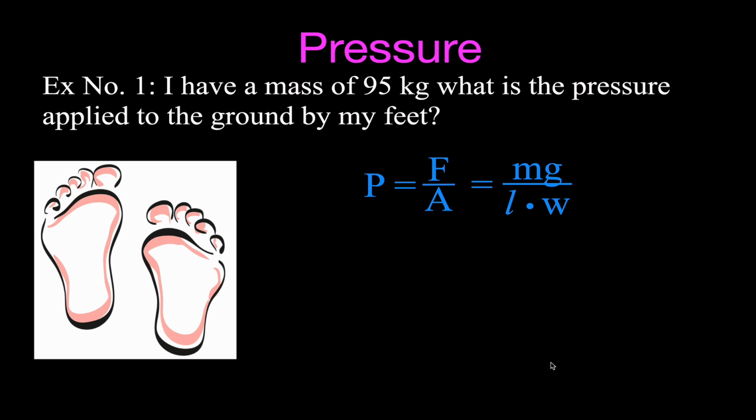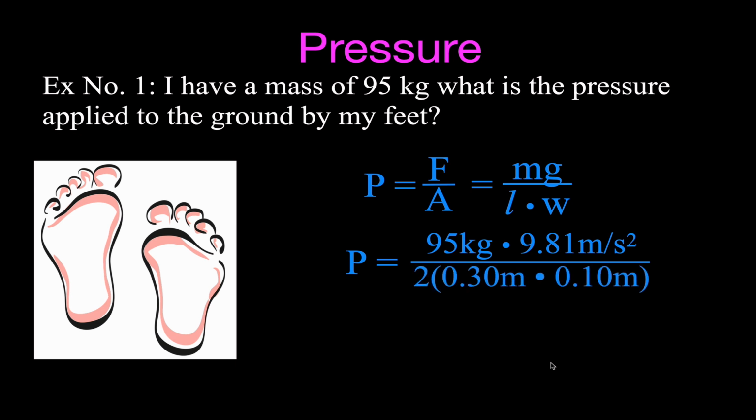And it's the mass, m, times the acceleration due to gravity, and the area is the length and the width of my feet. Now, my feet aren't exactly square or rectangular, but we can approximate with the length times the width. And that means that the pressure is going to be equal to 95 kilograms times 9.81 meters per second squared, the mass times the acceleration due to gravity, divided by the area of my 2 feet. So I have 2 feet, and each one is about 30 centimeters long, 0.3 meters, and 10 centimeters wide, 0.1 meters.